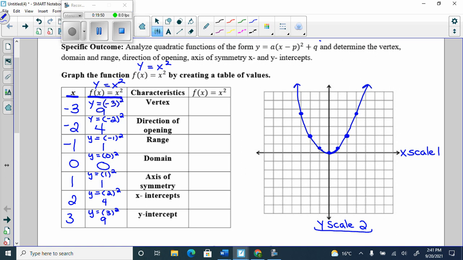Now, what did I tell you? How do you reset your calculator so your window goes back to negative 10, 10, negative 10, 10? Zoom 6. It's a magical button. There's two of them. There it is.